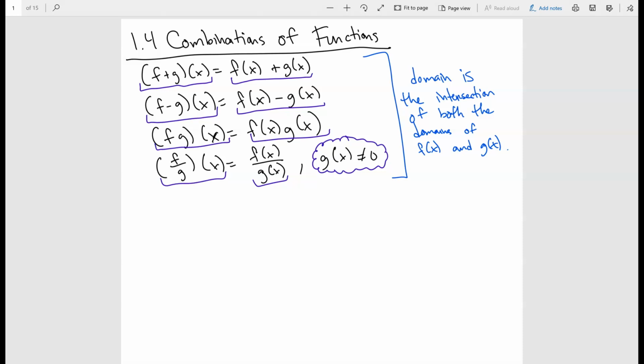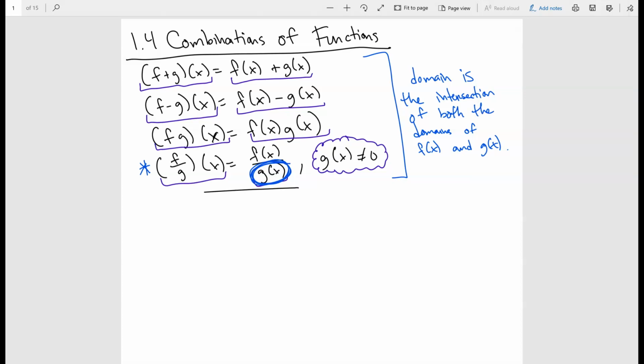Now, the only one that you have to be very, very careful with is this guy, the division, because you have to check the denominator. The denominator cannot be 0, so you have to really check that guy. Okay, so why don't we do a couple of examples to kind of get us in the right mindset.